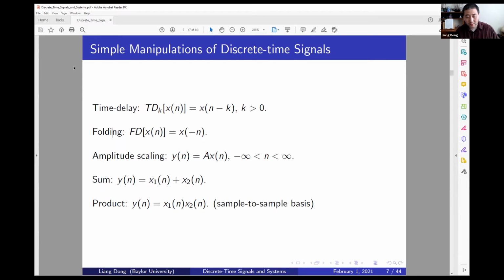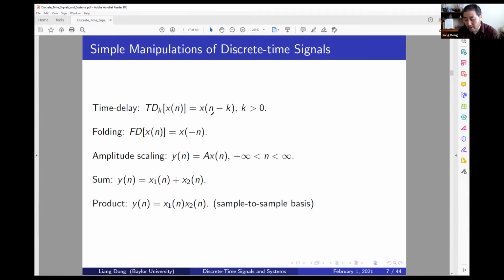Now we know some of the fundamental discrete time signals and the basic classifications of signals. Let's look at how we can manipulate these signals. There are some common, simple manipulations in signal processing. The first one is time delay. Time delay is taking signal x[n] and delaying it by k sample periods.